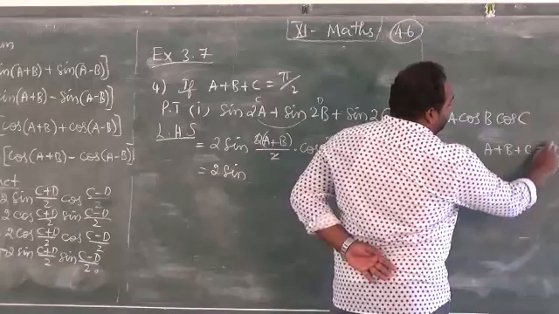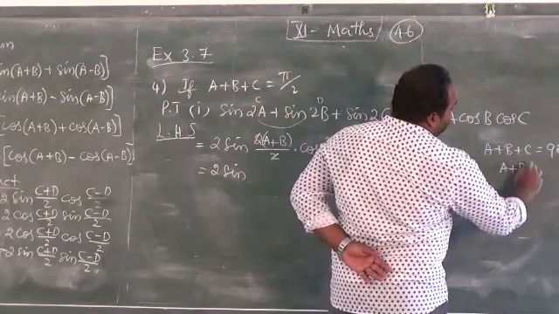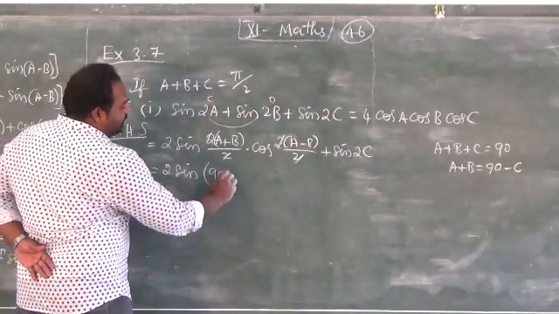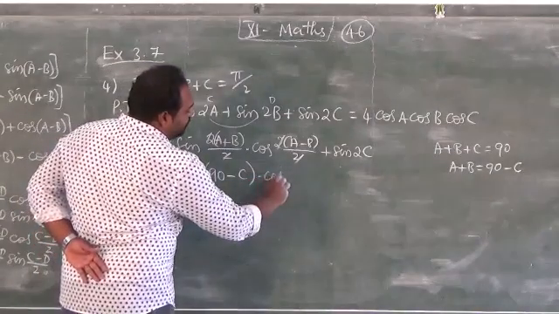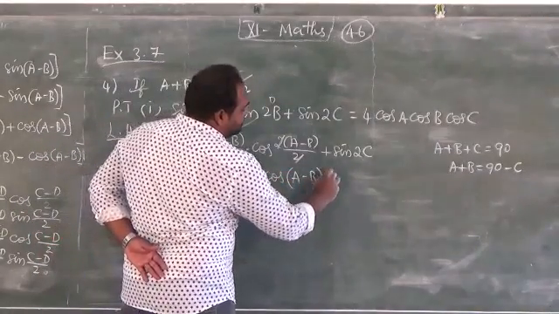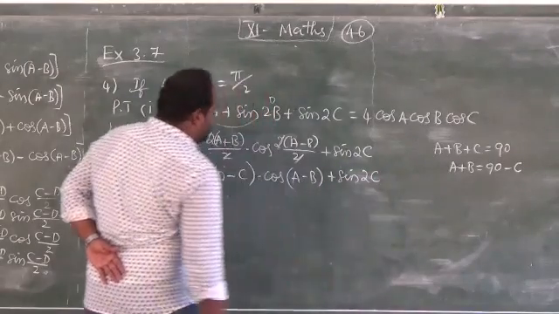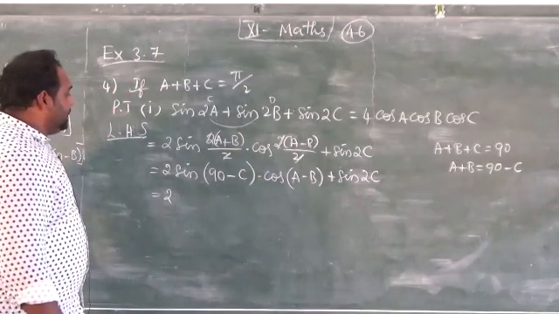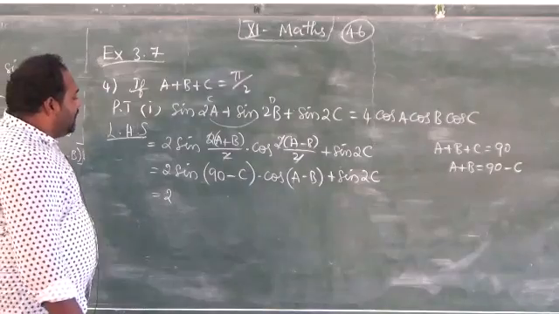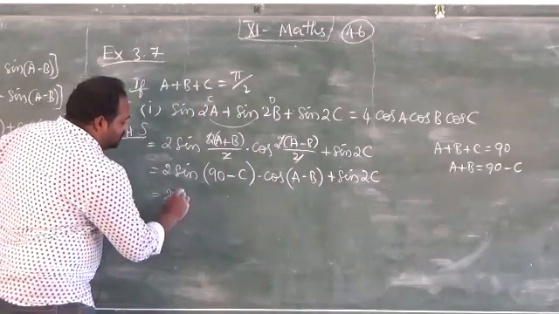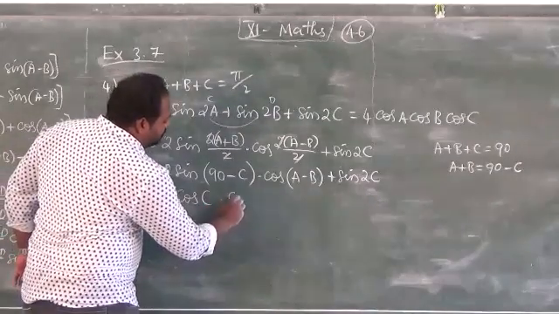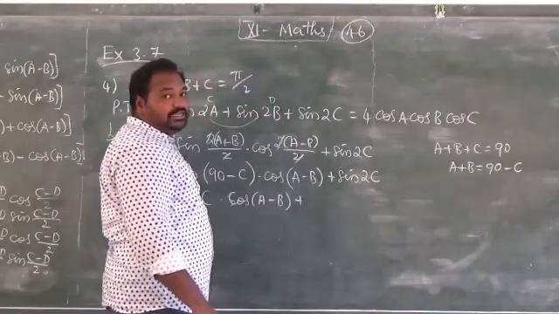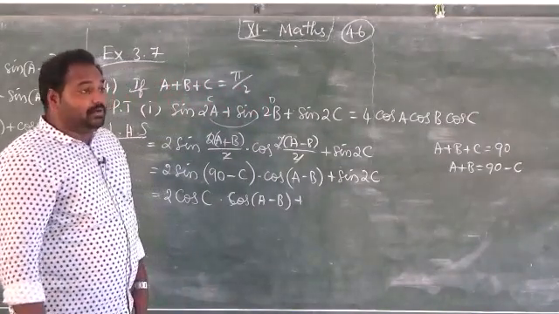b) given that a plus b plus c equal to 90 degrees. So a plus b equal to 90 minus c we can write. So instead of a plus b I am going to write 90 minus c, into cos of (a minus b) as it is, plus sin 2c as it is. Next, 2 into sin of 90 minus c, which is first quadrant, there is no sign change. Since it is 90, we have to change the ratio sin into cos: cos c into cos of (a minus b) plus sin 2c.